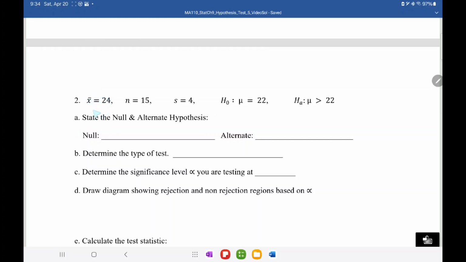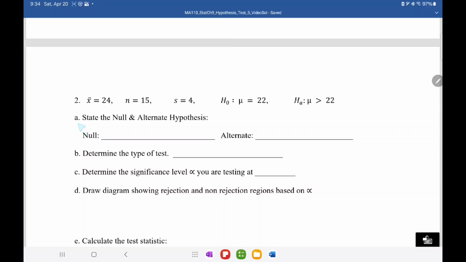Here the sample mean given to us is 24, and the sample size is 15. S equals 4. So S is the sample standard deviation. Obviously we do not know the sigma value, the population standard deviation, so we don't have any other option but to use the sample standard deviation, which is 4. And they have stated the null and alternate hypothesis for us. So the null hypothesis is mu equals 22, and the alternate hypothesis is mu is greater than 22.